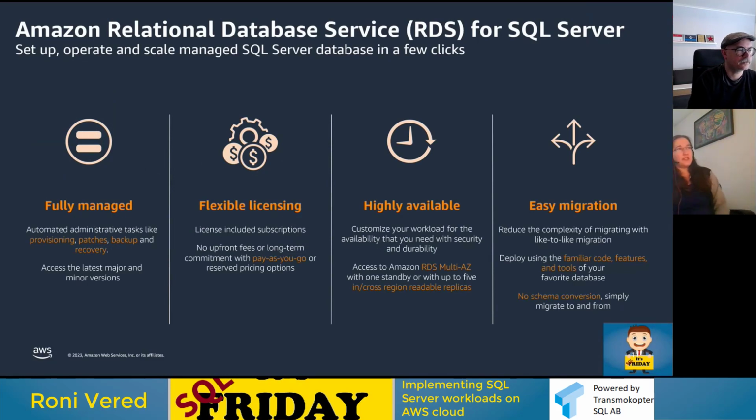Amazon Relational Database Service for SQL Server is a fully managed service. It provides a lot of automation that AWS deploys on your behalf, which simply relieves you from all of those administration tasks. Provisioning, patching, backup, and recovery are all fully covered with the managed service suite. It is a license included model, as mentioned, pay as you go.